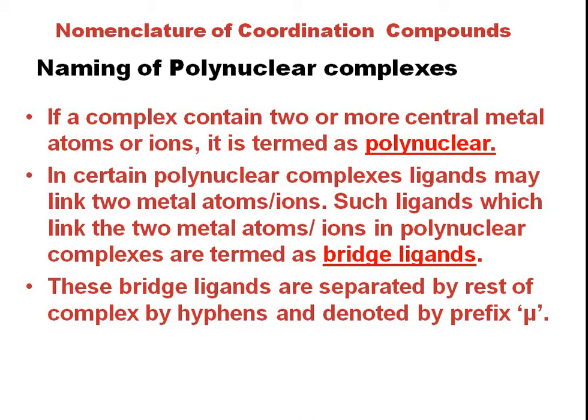Now we discuss the rules for naming polynuclear complexes. If a complex contains two or more central metal atoms, it is termed polynuclear. In certain polynuclear complexes, a ligand may link two metal atoms. Such ligands, which link two metal atoms or ions in polynuclear complexes, are termed bridge ligands. These bridge ligands are separated from the rest of the complex by a hyphen and denoted by the prefix mu.